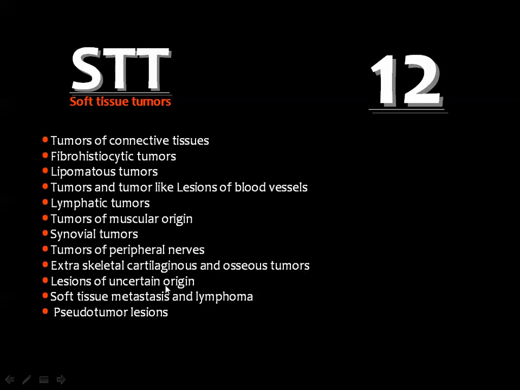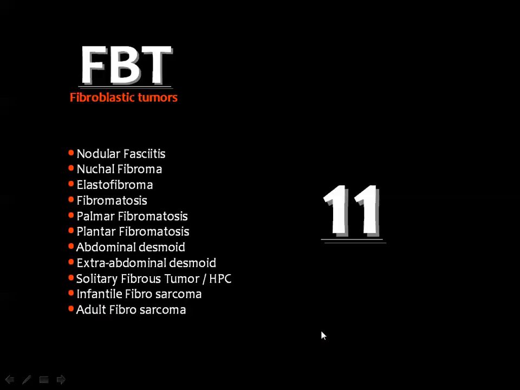Then lesions of uncertain origin, which I have mentioned many times, where you cannot identify the cell of origin of the tumor. Then we'll have a short talk about metastasis and lymphoma of the soft tissues. Then I will give you some examples of lesions that may be mistaken for a soft tissue tumor, but they are not. Then we start with the first group of lesions, which includes 11 examples.